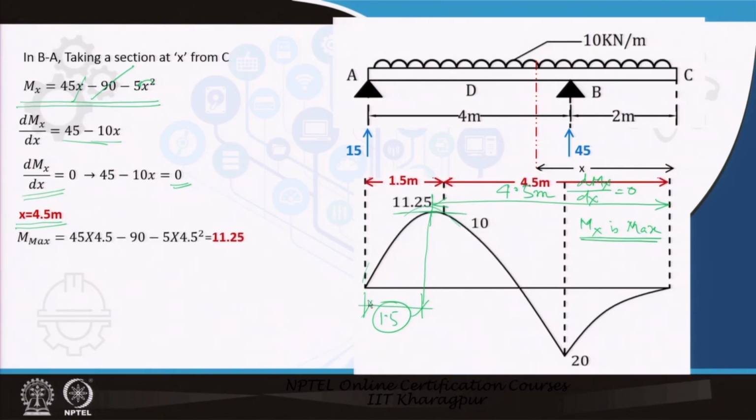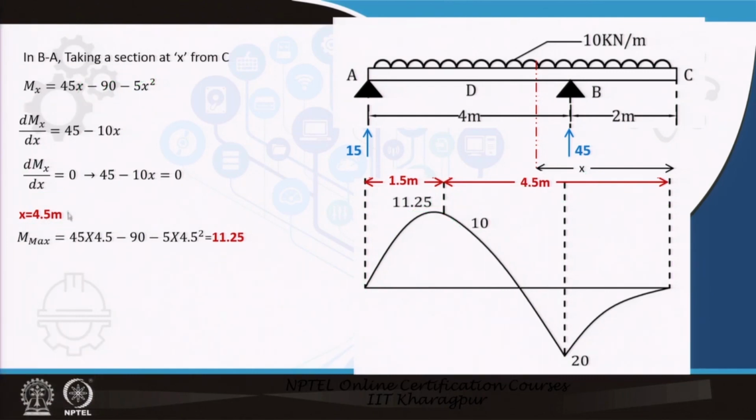So to find M max, I have to put x equal to 4.5 in this equation. So 45 into 4.5 minus 5 into 4.5 square, that is 101.25. So at this particular point, at 4.5 from the left, or 1.5 meter from the right hand end, the maximum bending moment occurs. That is very interesting. This is the point where, if you remember, the shear force was going to 0.